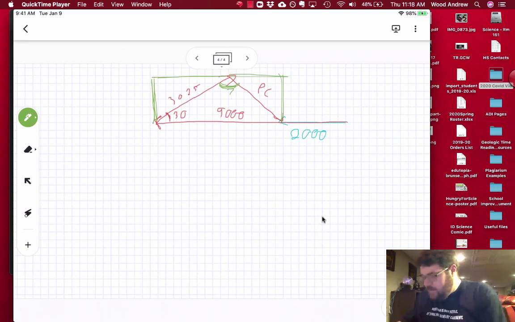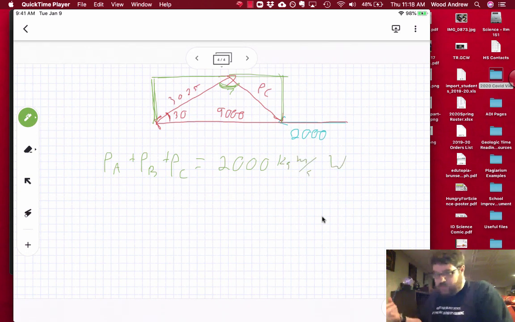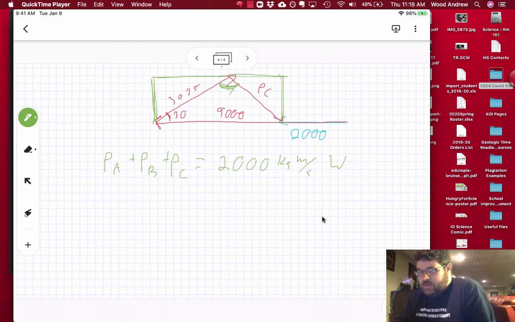So, all right, we know that momentum A plus momentum B plus momentum C has to equal 2,000 kilogram meters per second to the west. We know that because we're done. That's the law of conservation of momentum. We know that A has a momentum all in the horizontal. So we know that one, right? So we have a horizontal component, a vertical component.